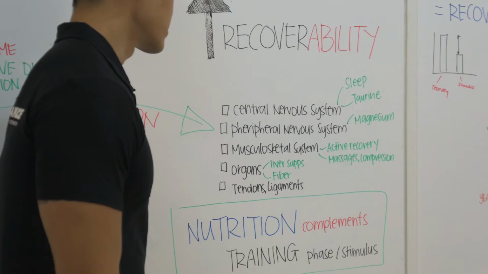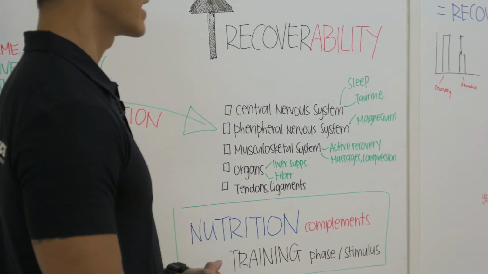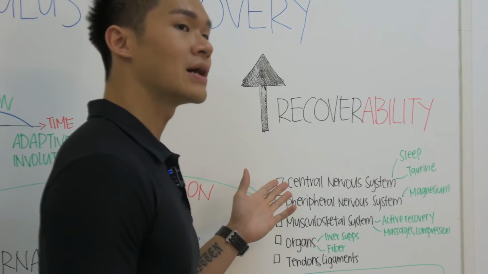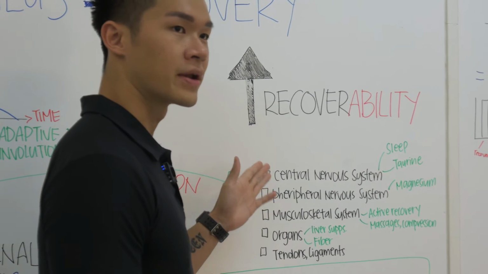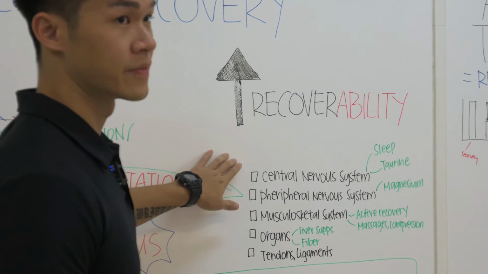When it comes to the central nervous system, especially when you do very hard and heavy, high-intensity training, and by that, I don't mean HIIT, I mean heavy 90% of 1 RM kind of training, it will cause a form of central nervous system fatigue.